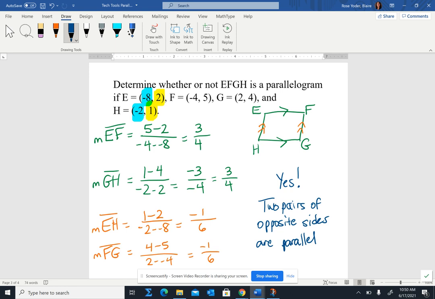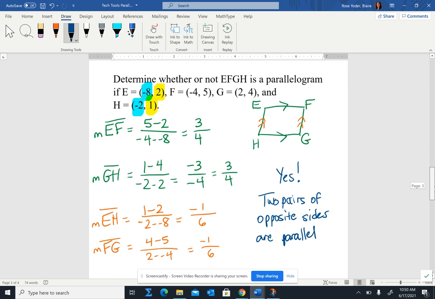So you will see examples in your practice where they don't turn out to be parallelograms. For example, if we found the slope of EF and GH, those would be different. They wouldn't both be 3/4. One of them would be 3/4 and one of them would be something else. So look for that to come up in your practice problems.